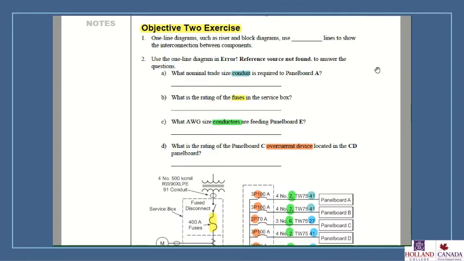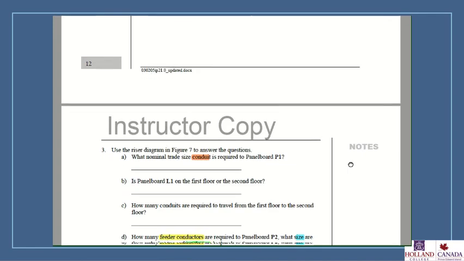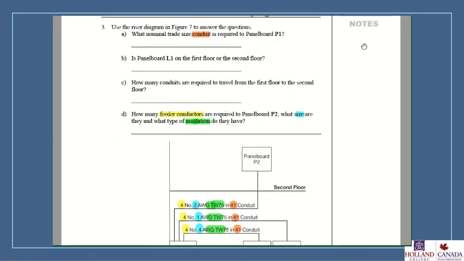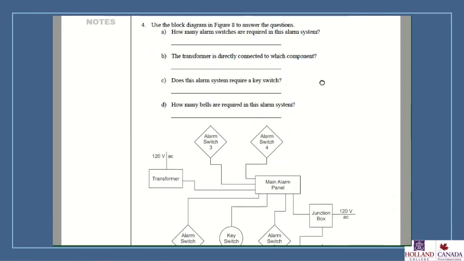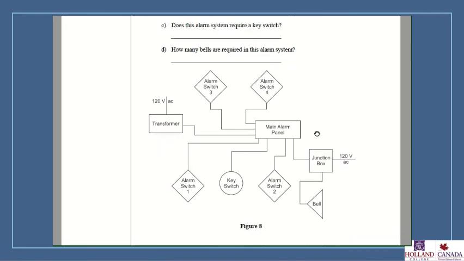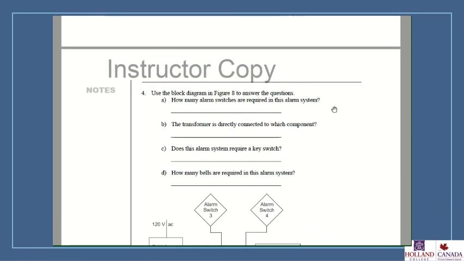Objective 2, for the exercise, question 1 is just a regular question, but then question number 2, use figure 6. Question 3, use figure 7. Question 4, use figure 8. So once you're done, come back to check your answers.